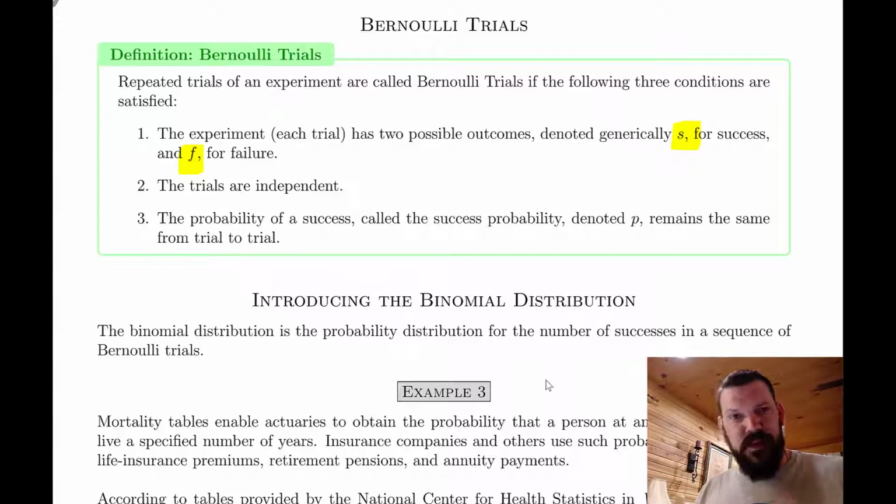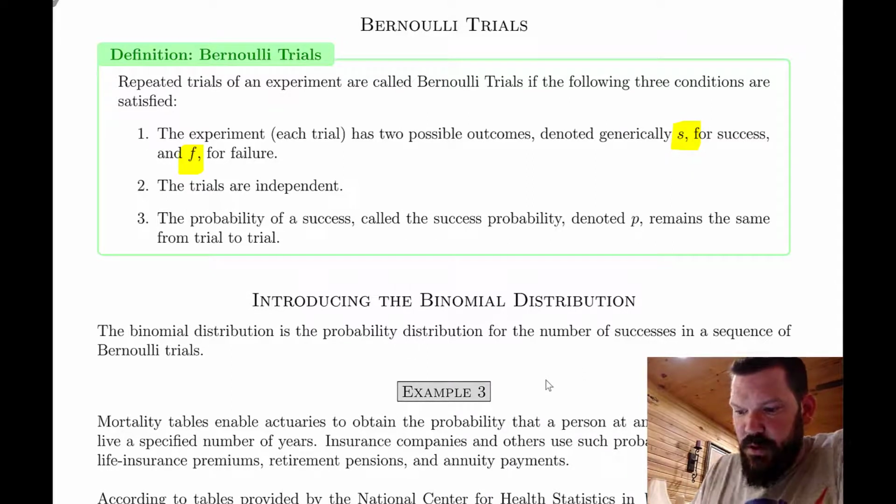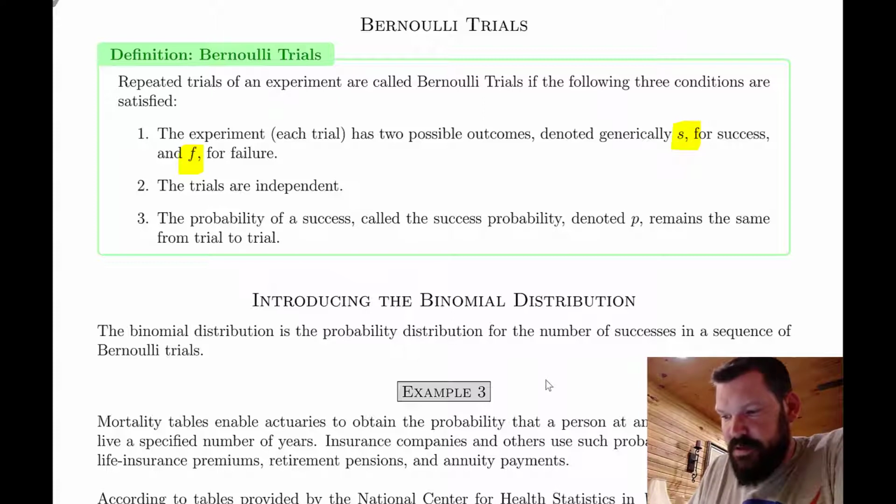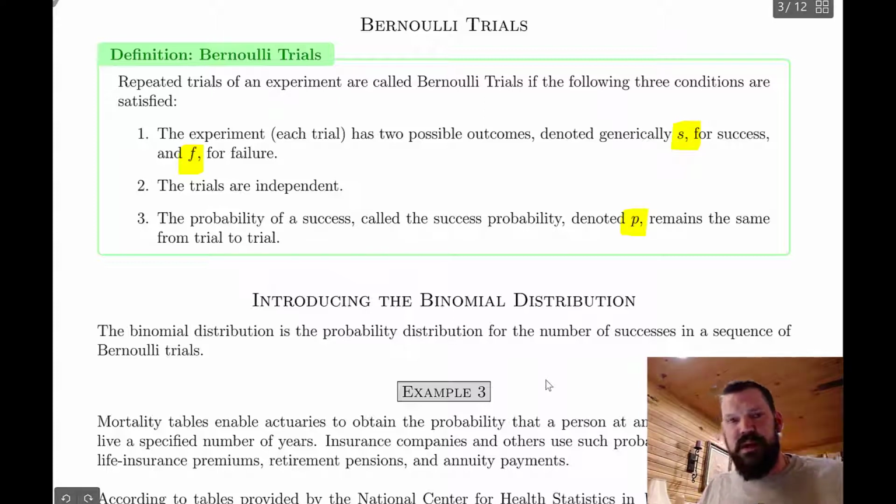So you can think of flipping a coin. If I get a head on the first flip, it doesn't affect the next coin toss. It doesn't change the value of the next coin toss. We also have what's called the success probability, and that is denoted with a lowercase p. And that success probability remains the same. It's consistent from trial to trial.